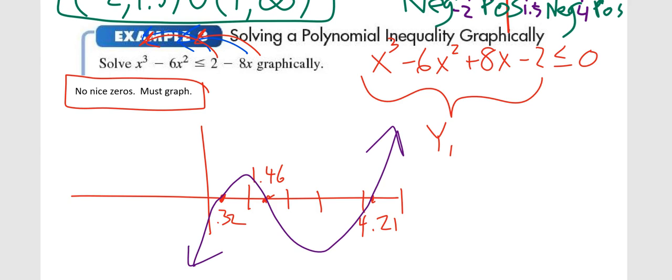I'm thinking here. Oh, I know. So there's the picture, right? With the picture and the zeros, you would be able to do that on the calculator. Answer that question: when is that thing less than or equal to 0? There should be two intervals that you have in your answer.